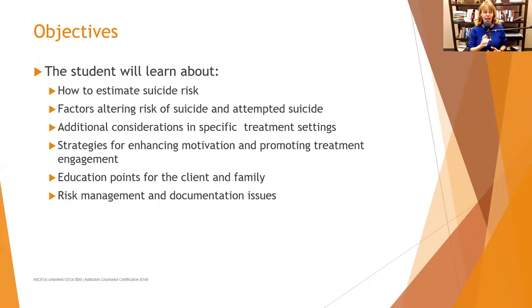Factors altering the risk of suicide and attempted suicide. So we're going to look at things that we can do to prevent suicidal ideation and suicide, as well as if somebody is in crisis, what we can do to try to intervene. Additional considerations in specific treatment settings. So if somebody becomes suicidal or goes into crisis in residential or outpatient, what do we need to do? Strategies for enhancing motivation and promoting treatment engagement. When somebody is clinically depressed and they're to the point where they just don't feel like they can go on living, having them have motivation to do worksheets and journaling is tough. So we're going to talk about ways to increase that motivation. We'll talk about education points for the client and family, and risk management and documentation issues.